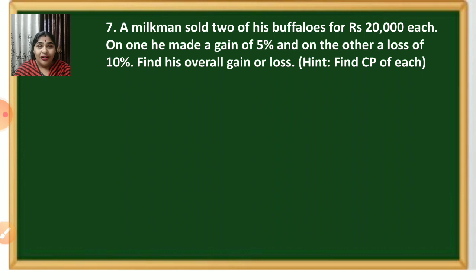On one he made a gain of 5%, and on the other a loss of 10%. Find his overall gain or loss. Now here we have to find the gain or loss, okay, not the percent. And hint is given, find CP of each, that is cost price.